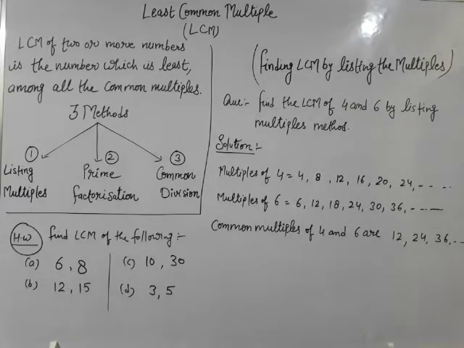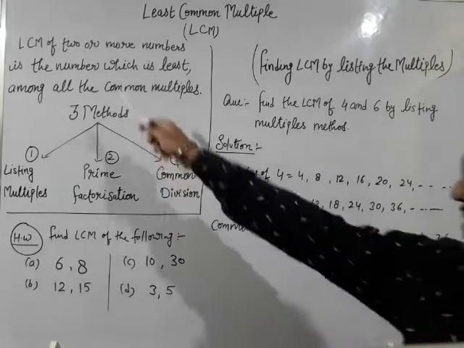We are studying chapter 3, factors and multiples, and our today's topic is to find the least common multiple, that means LCM. In our previous video we studied how to find the HCF of the given numbers by 4 different methods. So in this video you will study least common multiples. Let us start our topic with the definition.